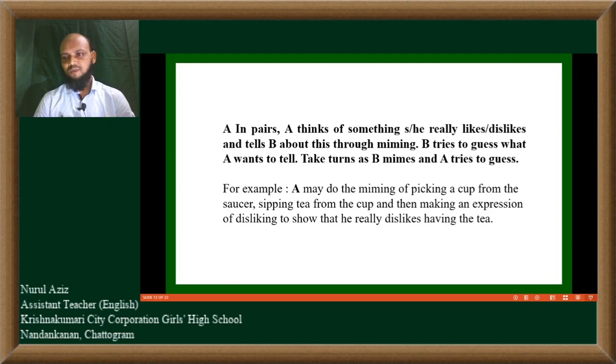If you want to make someone understand about something and you are not speaking, you are just trying to show it through your posture or gesture physically. This is called miming. So B tries to guess what A wants to tell. Take turns as B mimes and A tries to guess. So you can do it vice versa. This is a very funny and interesting activity. For example, A may do miming of picking a cup from the saucer, sipping tea from the cup, and then making an expression of disliking to show that he really dislikes having tea. So you can do it alternatively. Best of luck, try it yourself.